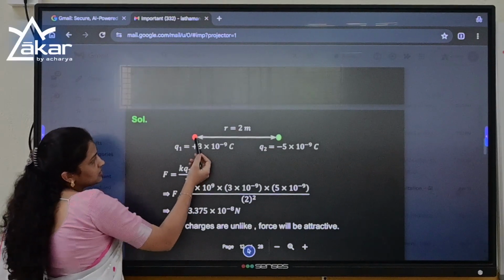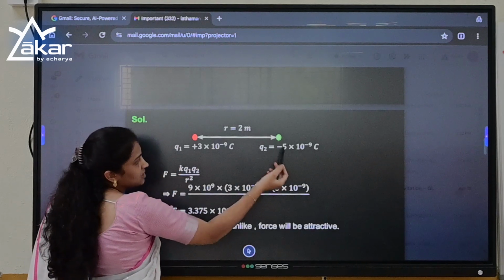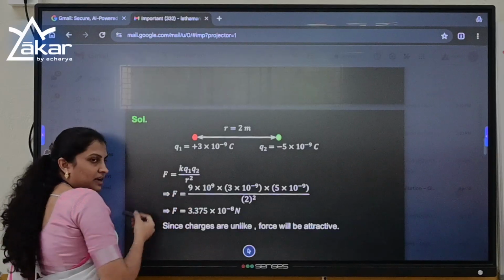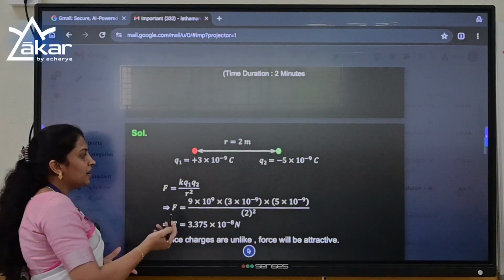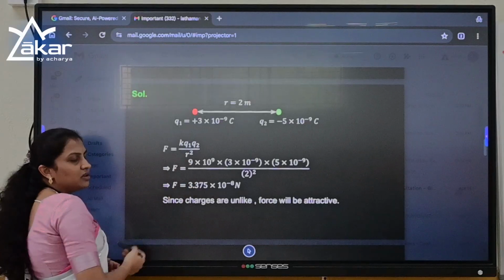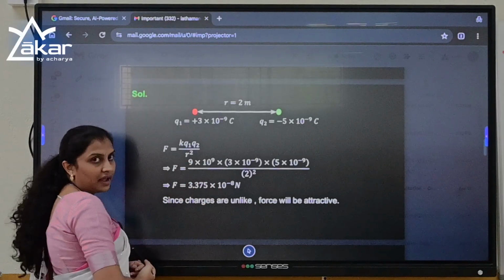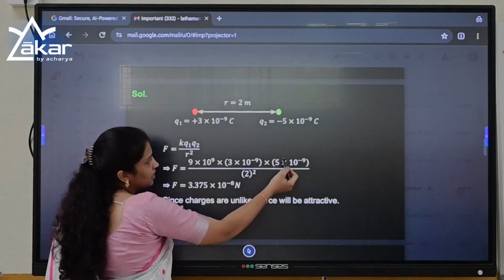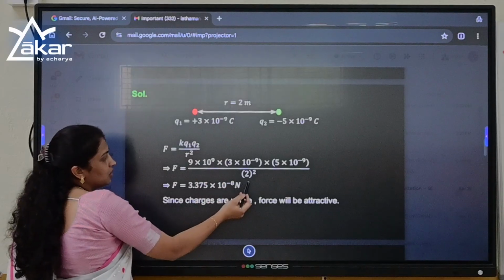So here two charges are there, Q1 charge is plus 3 and Q2 charge is minus 5, into 10 power minus 9. Then you can take the formula of Coulomb's law, F is equal to 1 by 4 pi epsilon naught Q1 Q2 by R square. So that K value we know, 1 by 4 pi epsilon naught, you can write directly 9 into 10 power 9, into Q1 which is 3 into 10 power minus 9, and Q2 is 5 into 10 power minus 9, divided by R, they have given 2 square.